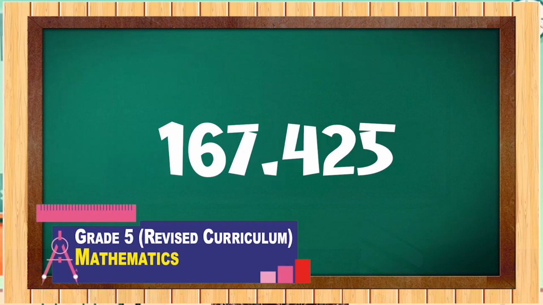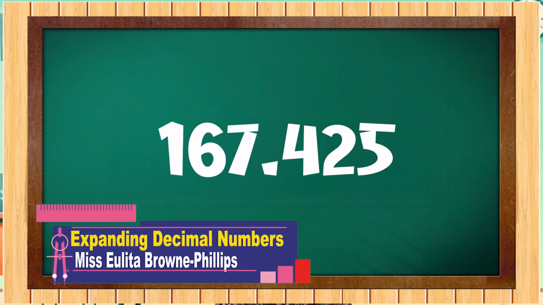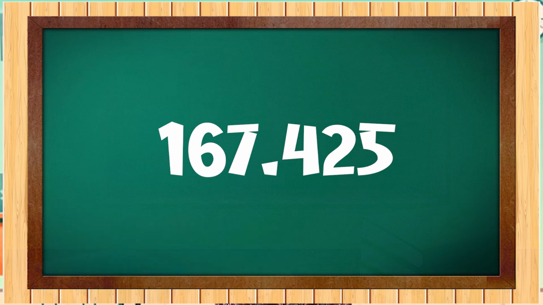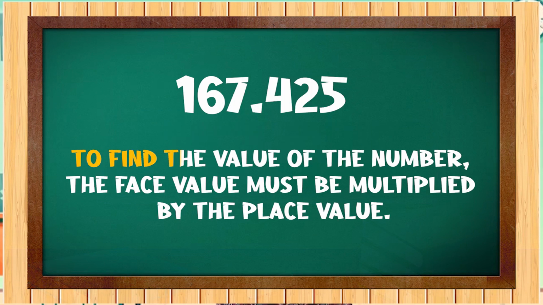Let's look at this number, 167.425. Or we can say it as 167 and 425 thousandths. Remember, to find the value of the number, the face value must be multiplied by the place value. The face value, what you see exactly. The place value, the position of the digit in the number.